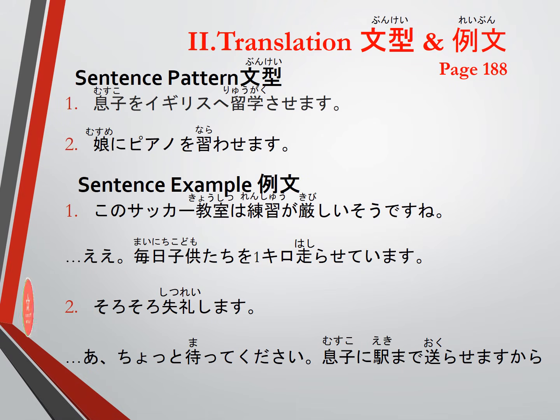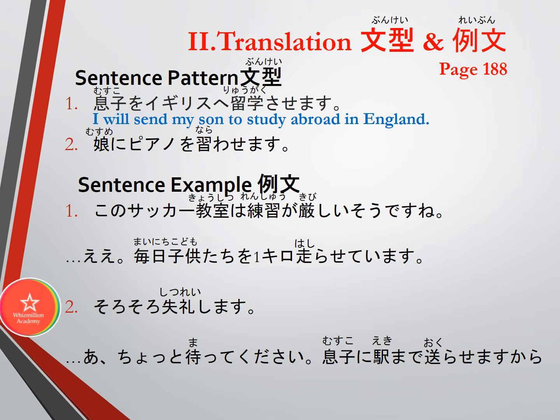Well, we have come to the English translation for Bunkei and Reibun. Please turn to page 188. I'll give the English translations for the sentences here. First sentence pattern, 息子をイギリスへ留学させます。I'll send my son to study abroad in England. 娘にピアノを習わせます。I let my daughter learn piano.